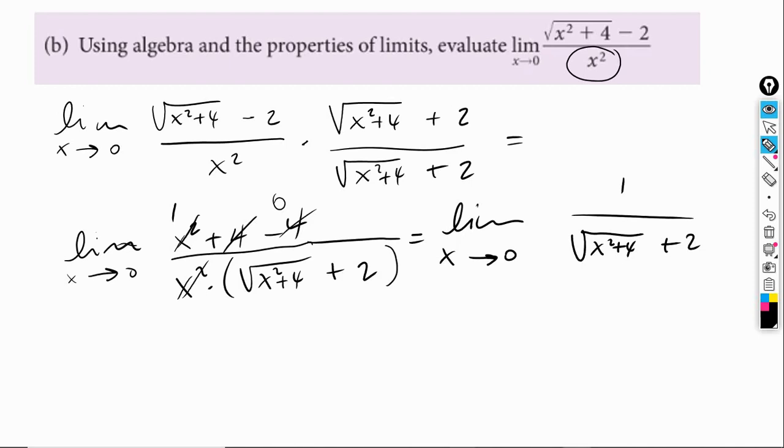And notice that now if we plug in 0, the expression will not be undefined. So now we can just plug in 0, and this will equal 1 over square root of 0 squared plus 4 plus 2. And this is the same as 1 over square root of 4 plus 2, which is the same as 1/4.